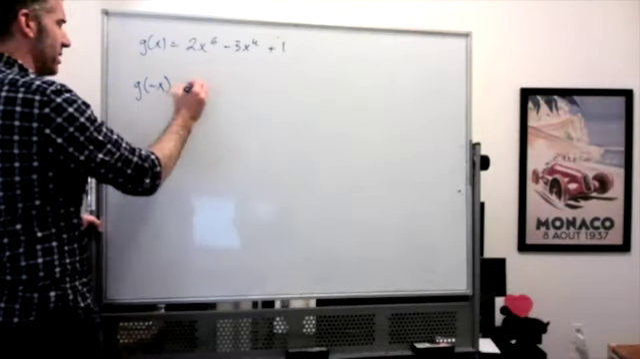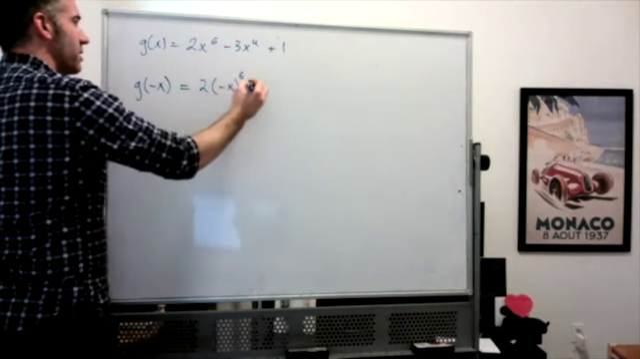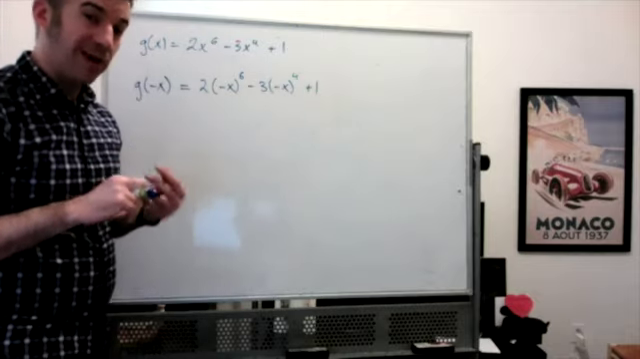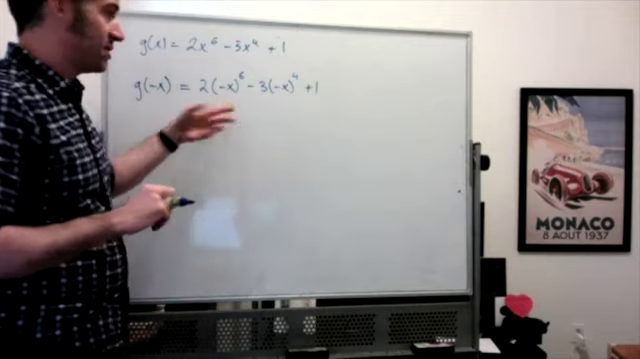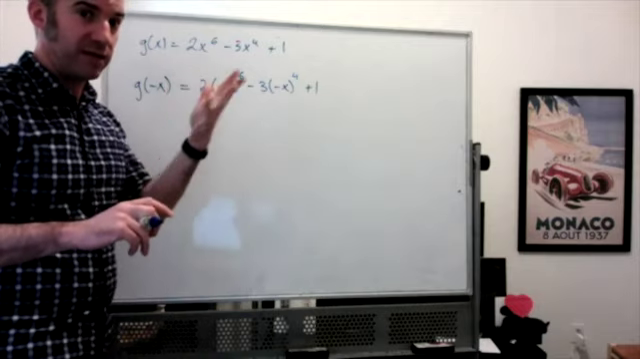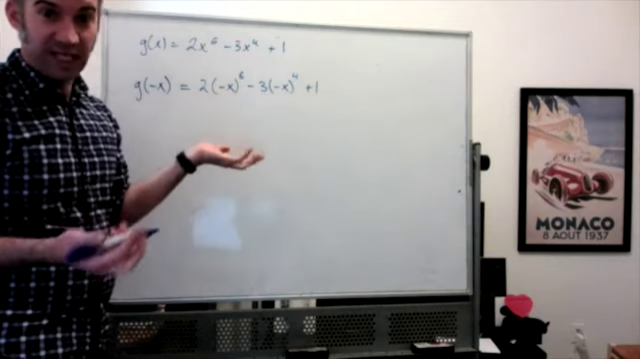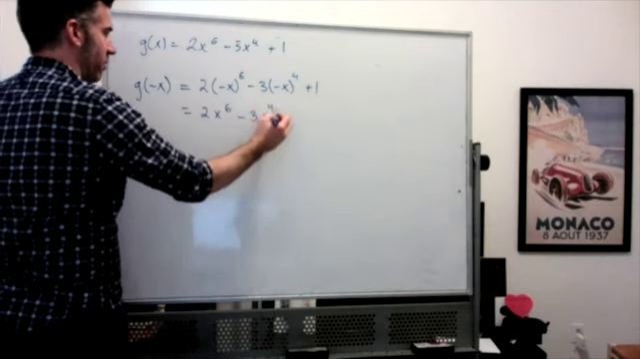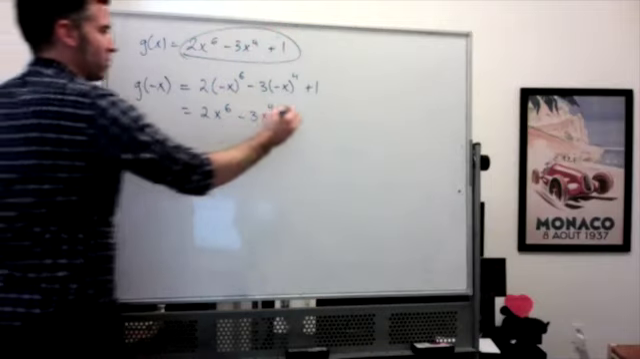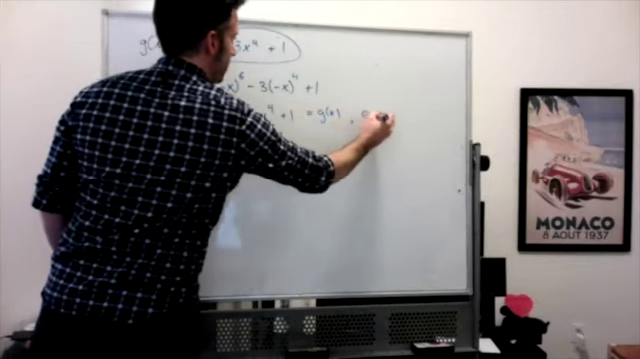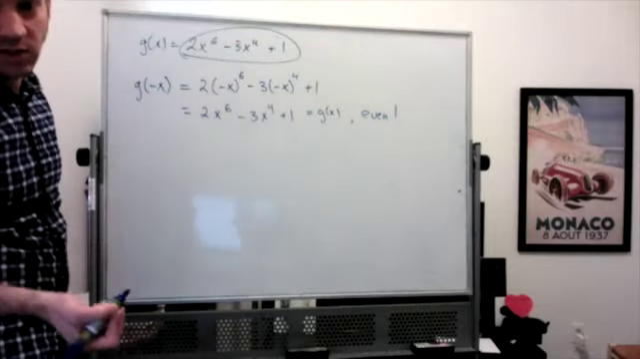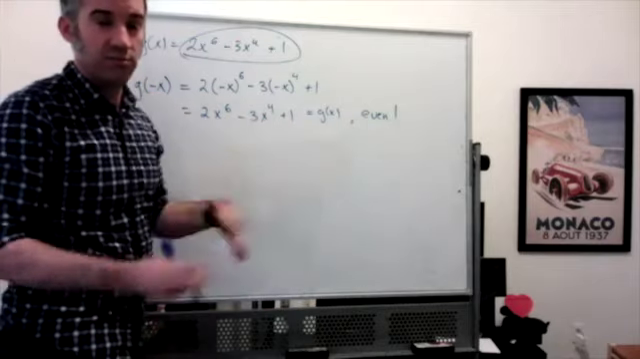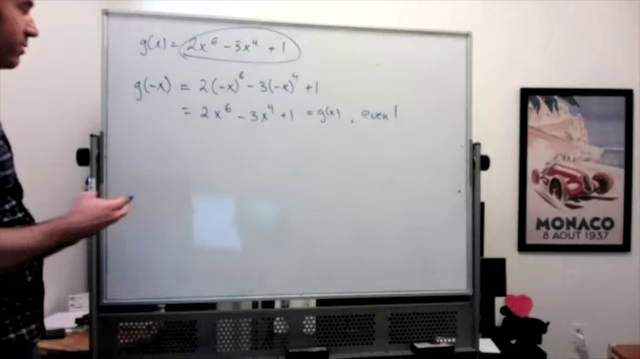I'm just going to say, well, g of negative x is 2 times negative x to the 6th minus 3 times negative x to the 4th plus 1. When you have a negative thing raised to an even power, it becomes positive, right? Negative x to the 6th is negative x times negative x, and so on, six times. That's going to be positive, because you've got an even number of negatives multiplied together. This is 2 times x to the 6th minus 3 times x to the 4th plus 1. But that's exactly what we started with. So it's even. That's how we show a function's even. If you look at g evaluated at negative x, if it's still the same as the original, boom, you're even.